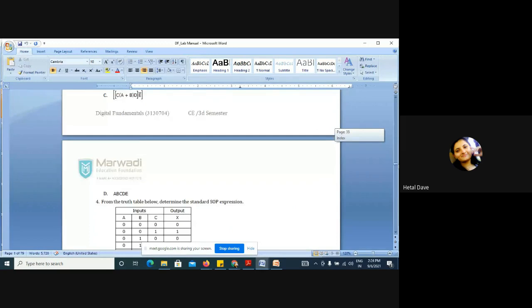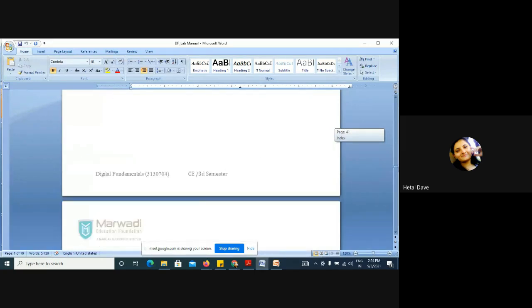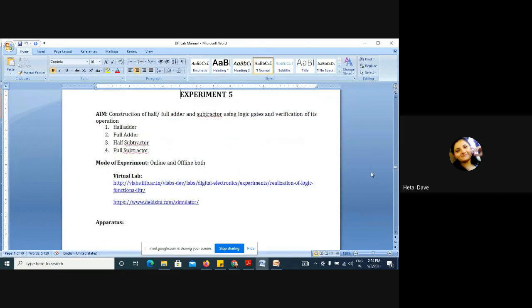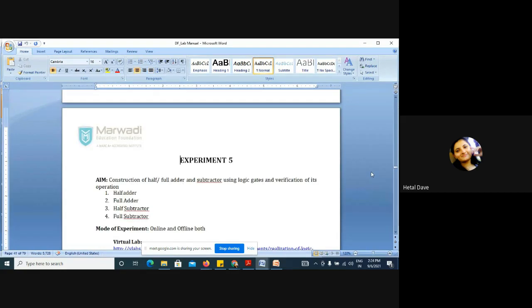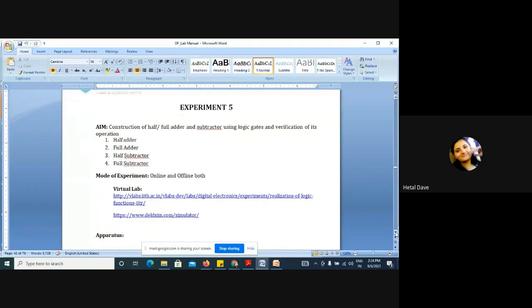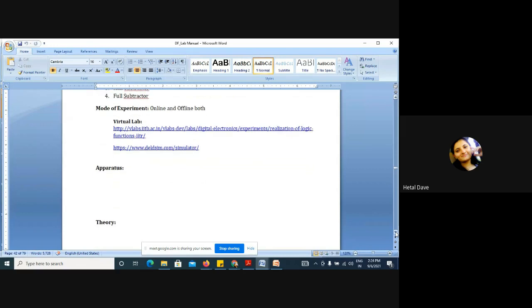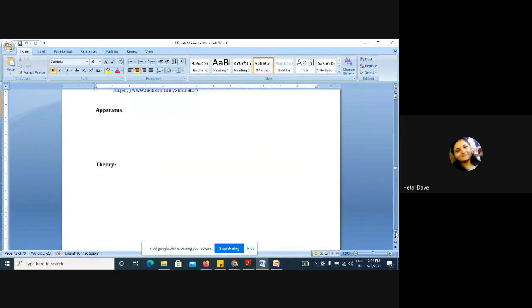In the lab manual, you will open whenever you prepare. This is your experiment file. Now what you need to do in experiment 5: you will write the apparatus. This space is given, you need to write something there. Don't leave it blank. Then theory: you will write a brief theory of half adder, full adder, half subtractor, full subtractor.